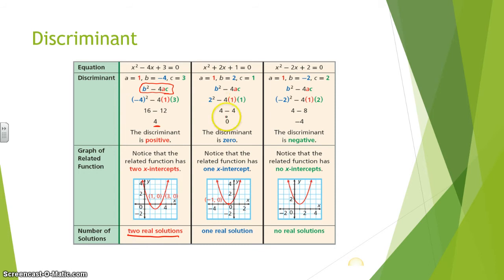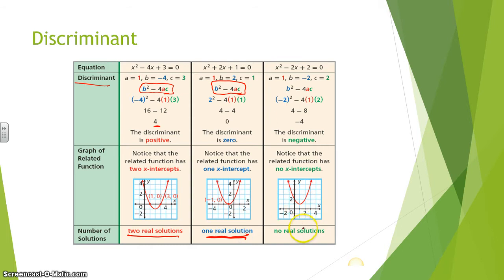The second situation, we have x squared plus 2x plus 1 equals 0. A is 1, b value is 2, c value is 1. Again, we use the formula b squared minus 4ac to help us solve this. So b squared, 2 squared, minus 4 times a, which is 1, times c, which is 1. That simplifies to 0. When you get a discriminant value of 0, then it's going to be 1 solution.